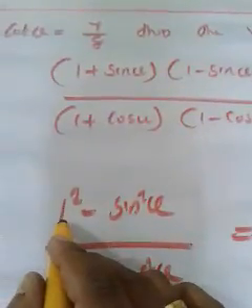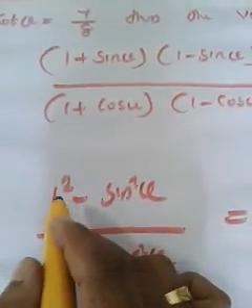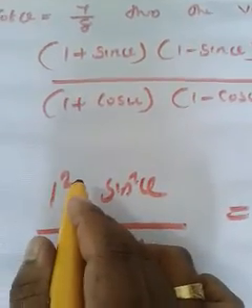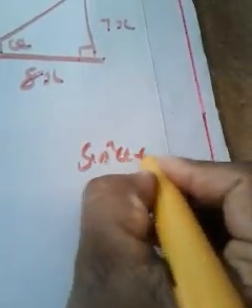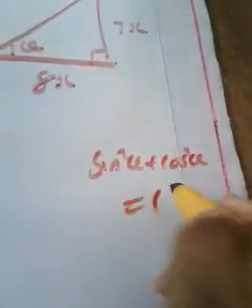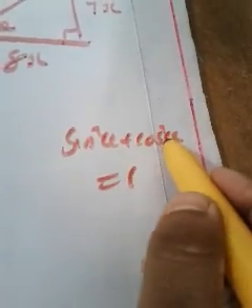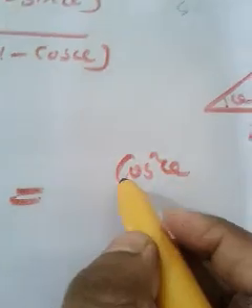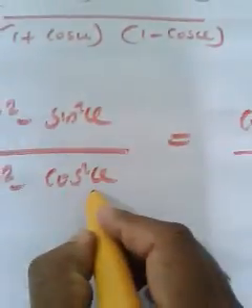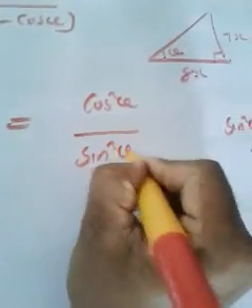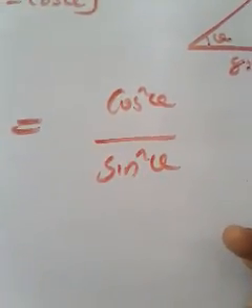See, instead of 1 square, can you write 1? Yes. 1 square is nothing but 1, no? What is 1 minus sin square theta? That is cos square theta, no? From the identity sin square theta plus cos square theta is equal to 1, we found an expression for cos square theta as 1 minus sin square theta. So instead of 1 minus sin square theta, what we can replace? Cos square theta. What is 1 minus cos square theta? That is nothing but sin square theta, from the same identity.